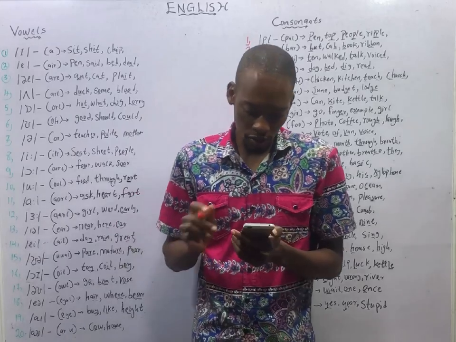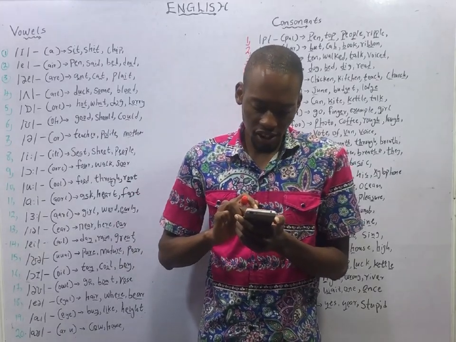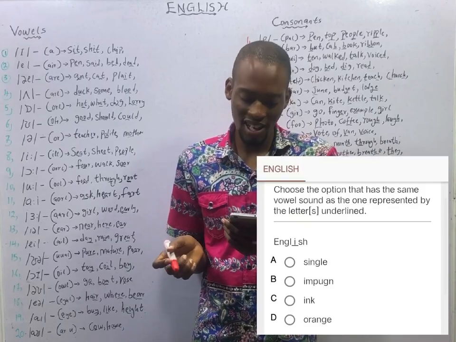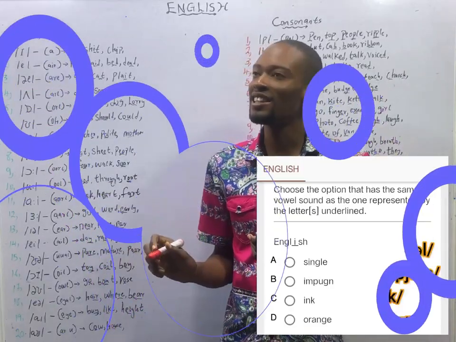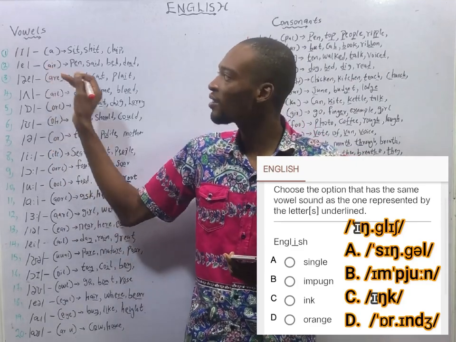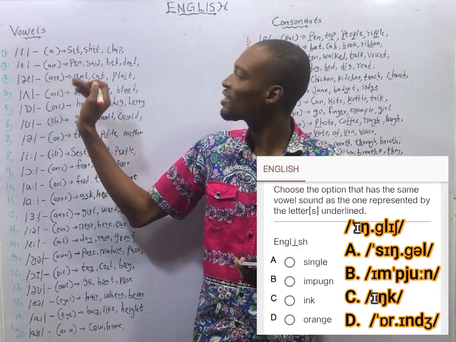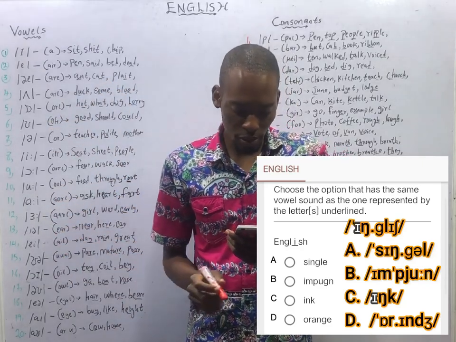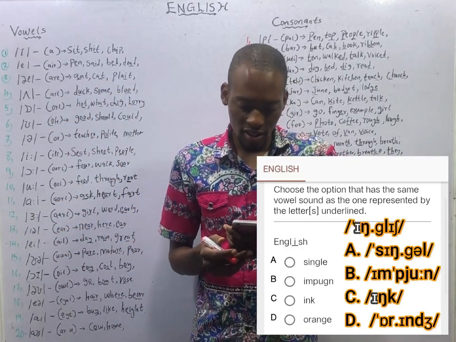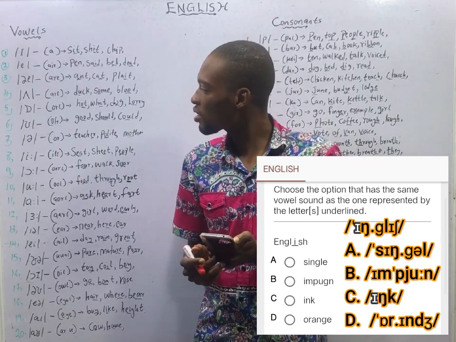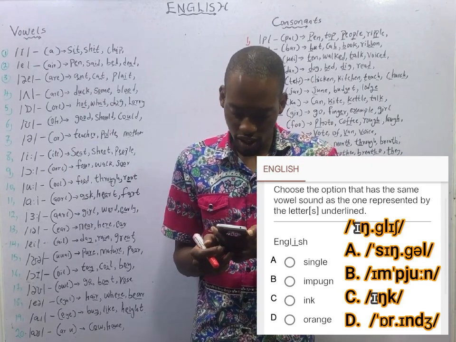Looking at the next question, we have English. The I in English gives us the I sound, as in sit, and chip. Looking at the options, A, singer. That is option A.